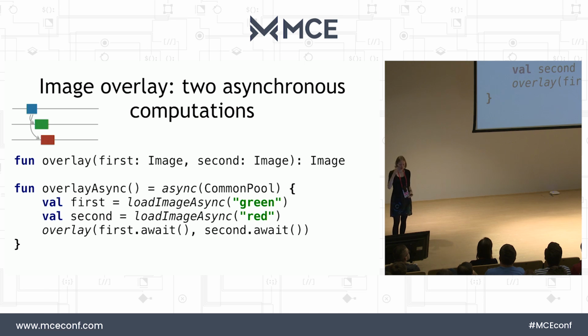And we define the function that asynchronously loads these two images, and when both of them are ready, you can overlay them. So here you define that this computation should be started in the common pool. And after that, you write two await functions. Each await awaits the corresponding computation and continues the suspended one after it finished.